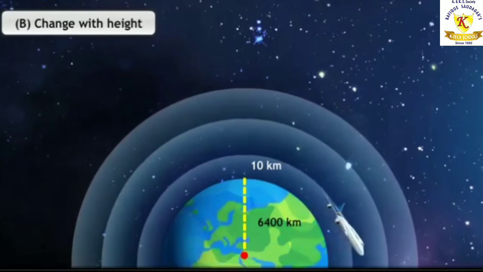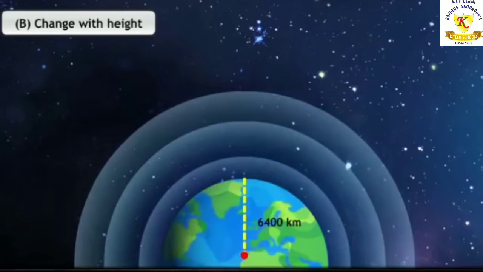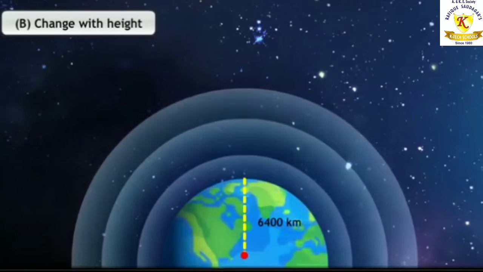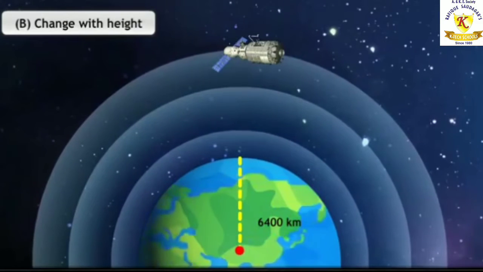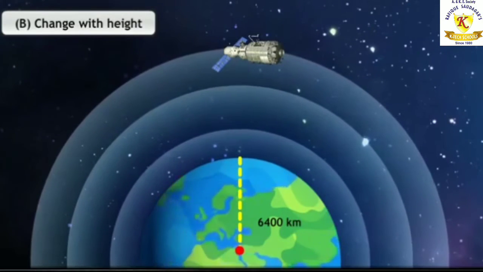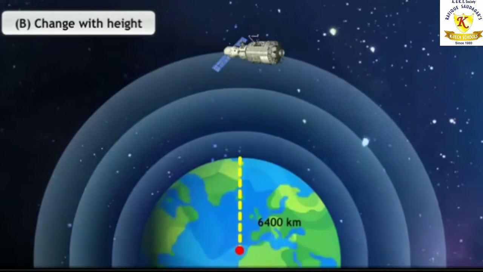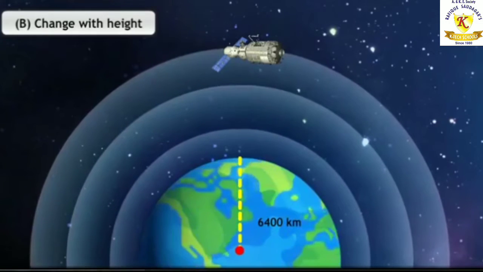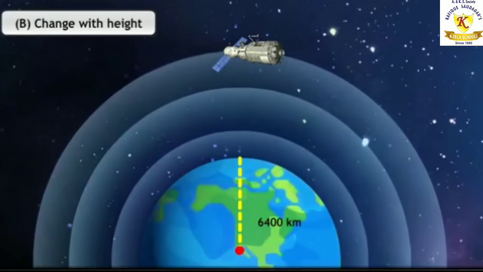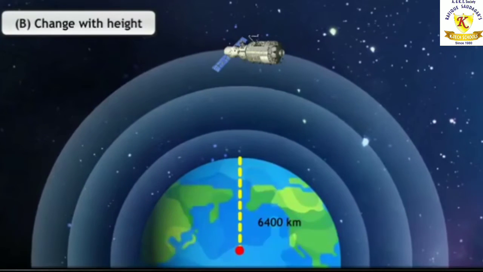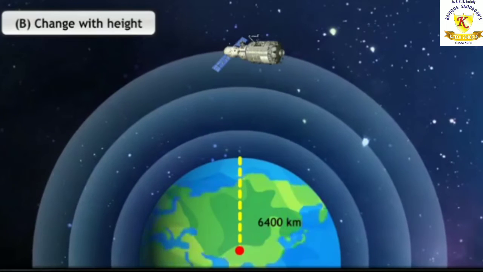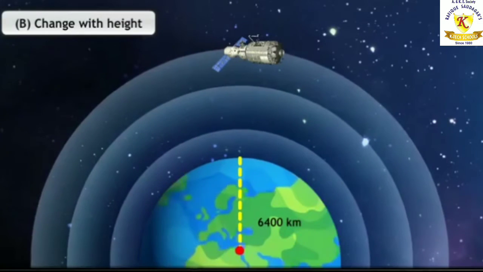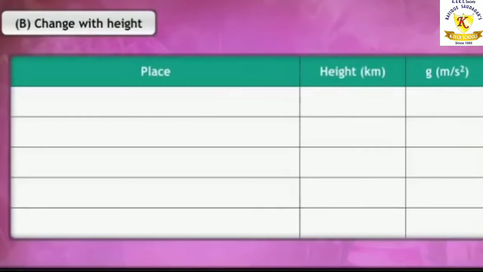negligible. On the other hand, when we consider an artificial satellite orbiting the Earth, we have to take into account the change in the value of g due to the large change in the distance of the satellite from the center of the Earth. Some typical heights and the values of g at these heights are given in the table.